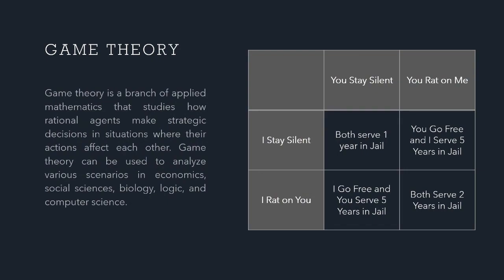So for finite games, there's something called game theory. Game theory is a branch of applied mathematics that studies how rational agents make strategic decisions. Essentially, it is theory about how to win a game. And one of the classic examples of game theory, and a very simple one for that matter, is the prisoner's dilemma. All right?